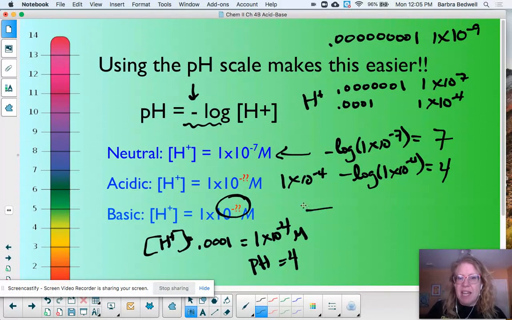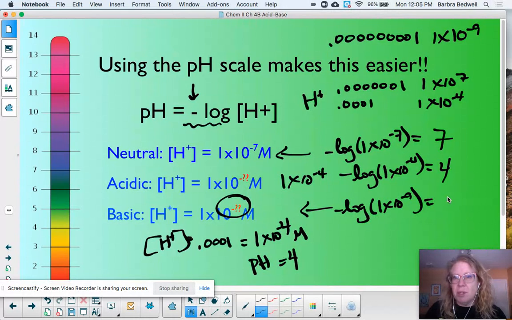If I take the negative log of this, the negative log of 1 times 10 to the minus 9th is equal to 9. That's a basic solution. So what the pH is telling you, indirectly, is the hydrogen ion concentration. That's what pH tells you.